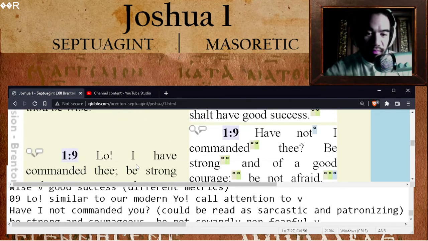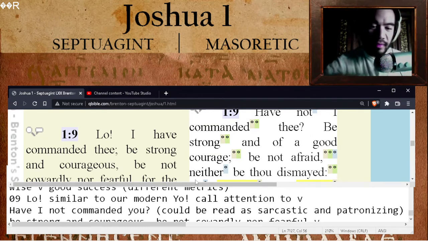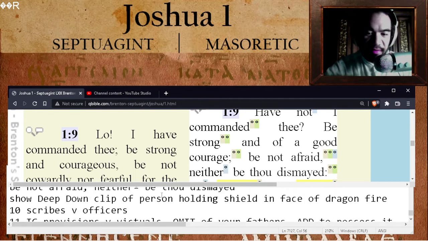Lo, similar to our modern yo. The purpose of that word is to call attention to. Yo, lo, have I not commanded you? In the Masoretic. So this could be read as sarcastic and patronizing. Be strong and courageous. Be not cowardly nor fearful. A little more expanding on what that means. Versus be not afraid, neither be you dismayed.